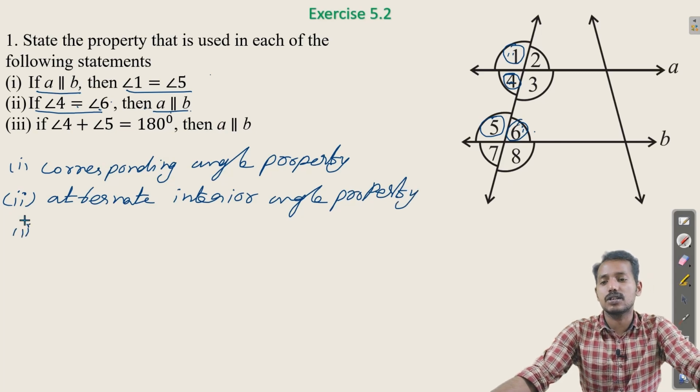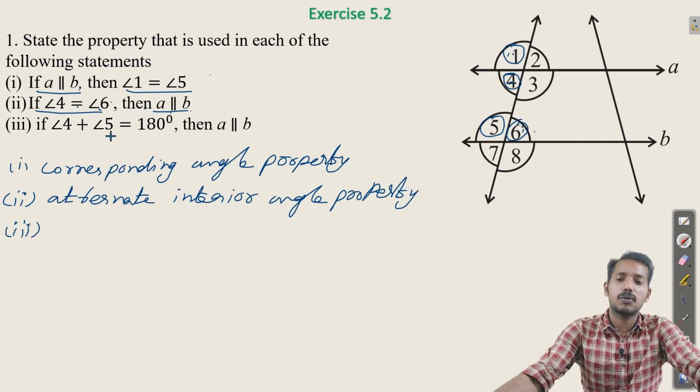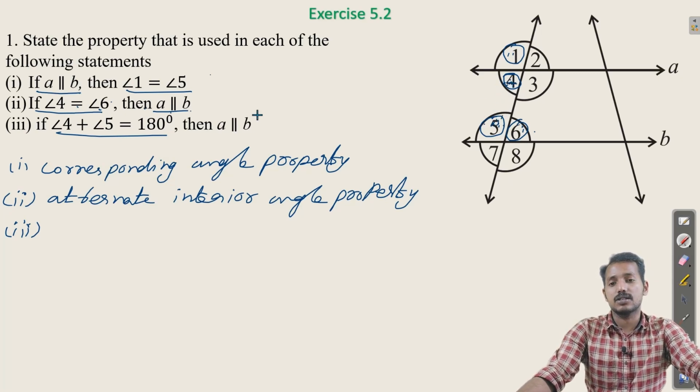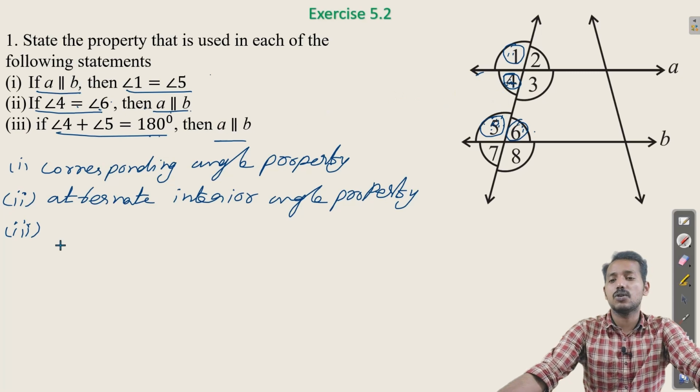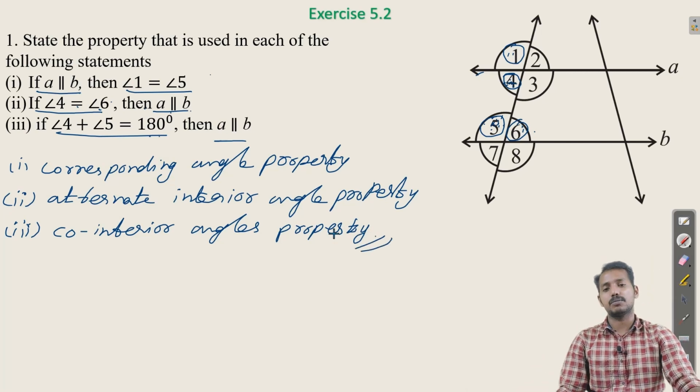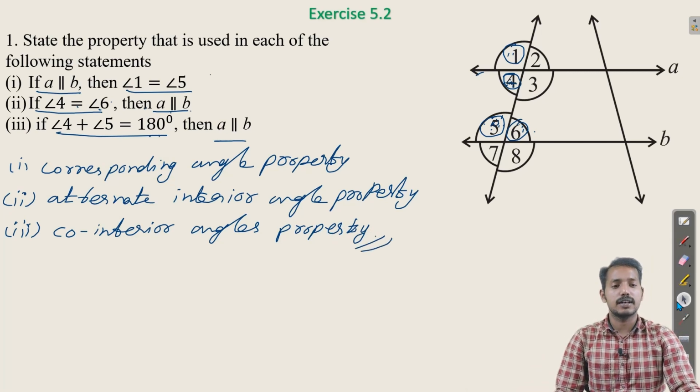Similarly, in the third question, if angle 4 plus angle 5 is equal to 180 degrees, angles 4 and 5 are the interior angles on the same side of the transversal. So they are supplementary. If the sum is 180 degrees, then these two lines should be parallel. So it is the co-interior angles property, or interior angles on the same side being supplementary. Okay. Now let's move to the next question.